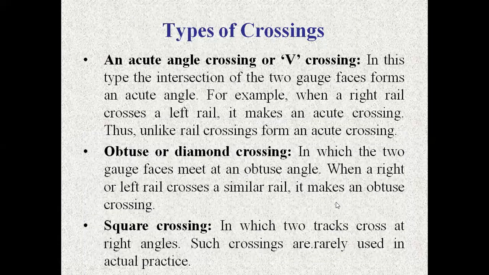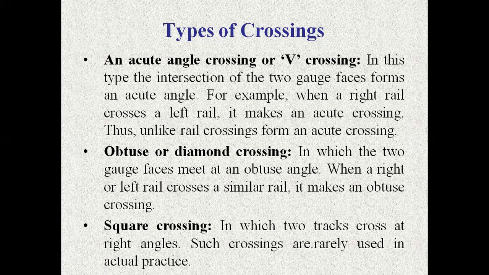Here we have different types of crossings: an acute angle crossing or V crossing. In this type, the intersection of two gauge faces forms an acute angle. For example, when a right rail crosses a left rail, it makes an acute angle. Unlike this, there are obtuse or diamond crossings.